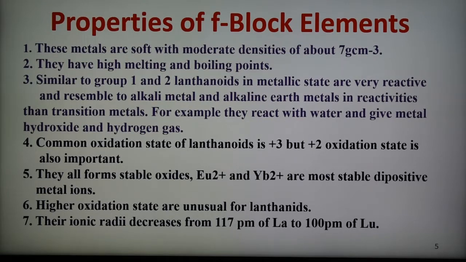These elements form stable oxides. Europium 2+ and terbium 2+ are the most stable dipositive metal ions in case of EF block. Higher oxidation states are also unusual for lanthanides. And the next property is the ionic radius decreases from 117 picometer in case of lanthanum to 100 picometer in case of lutetium. So there is a steady decrease in the ionic radius of these elements.